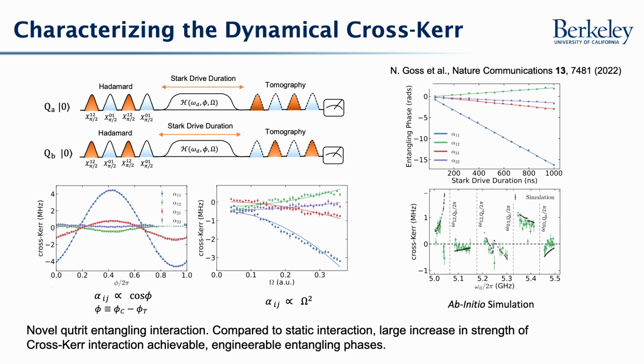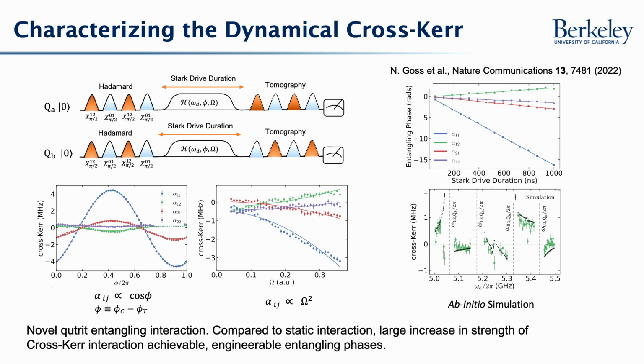This doesn't necessarily tell us that this entanglement is actually being engineered by the drive. So to do that, we need to vary a lot of parameters of the drive and make sure that things match our effective model. So here on the bottom left are the results of an experiment where we turn on the Stark drive and we vary the relative phase of the drive. And when we do this, we expect from our Hamiltonian model that all the alpha sub ij terms should have sinusoidal behavior, and we see very nice agreement.